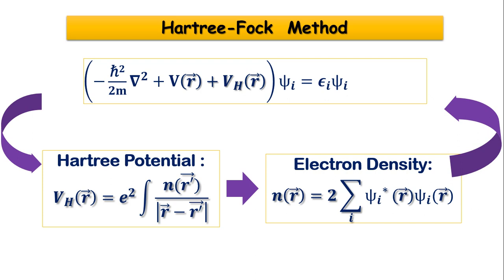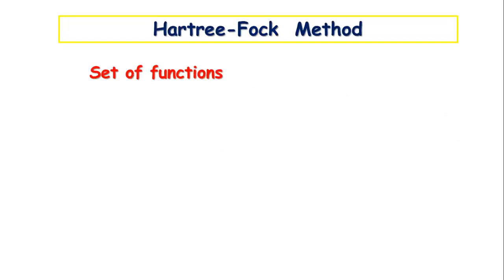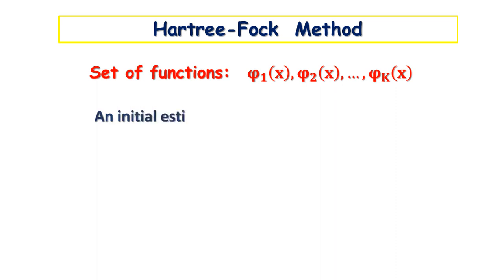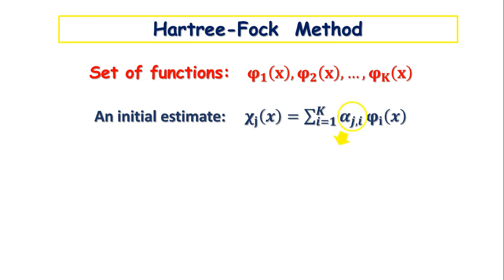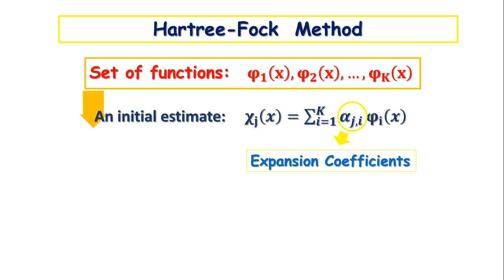To solve the Schrodinger equation in a practical calculation, we define a set of functions that can be added together to approximate the exact spin orbitals. If our finite set of functions is written as phi1 of x, phi2 of x, up to phi k of x, then we can approximate the spin orbitals as chi j equals summation over i equals 1 to k alpha j i phi i of x. When using this expression, we only need to find the expansion coefficients alpha j i for i equals 1 to k and j equals 1 to n to fully define all the spin orbitals that are used in the Hartree-Fock method. The set of functions phi are called the basis set for the calculation.